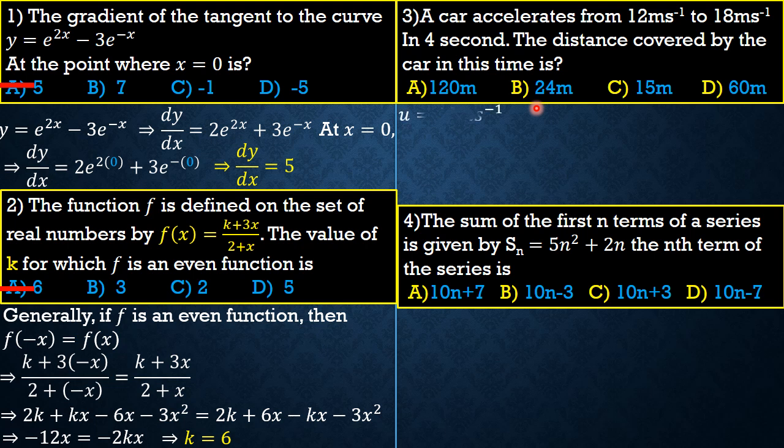So guys, but for then let's collect our data. Our u, the initial velocity, is 12 meters per second, and our v, the final velocity, is 18 meters per second, and the time taken is 4 seconds. Great. It therefore means that, guys, if we use one of the equations of uniformly accelerated motion, such as v equals u plus at, and make our a the subject, we are going to have a equals v minus u over t.